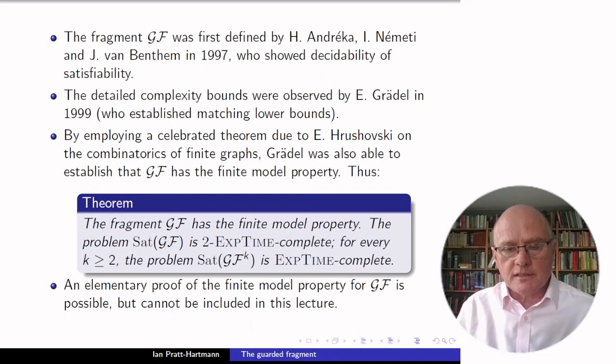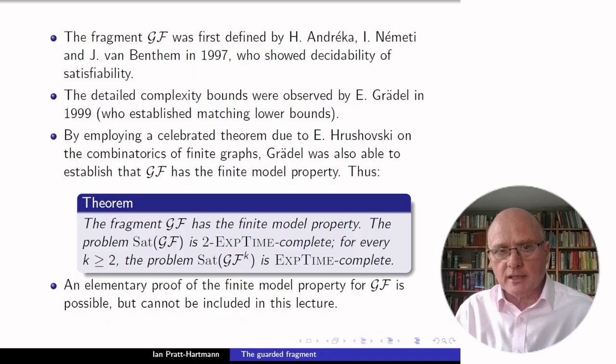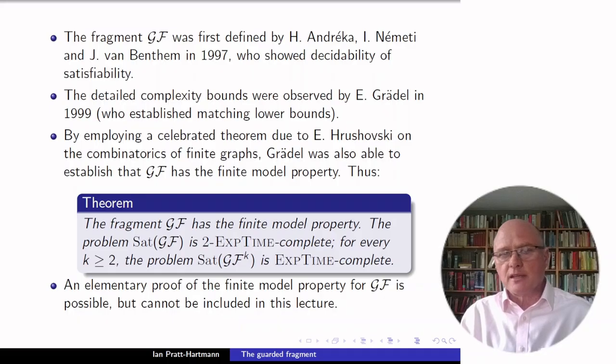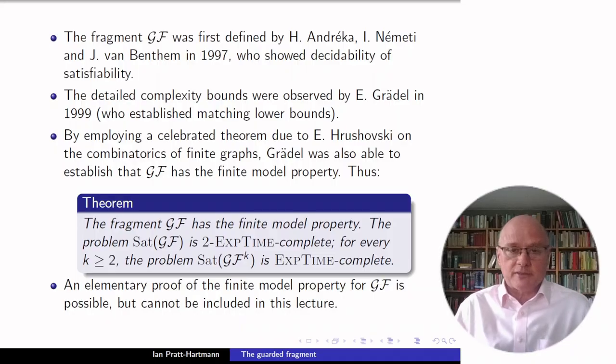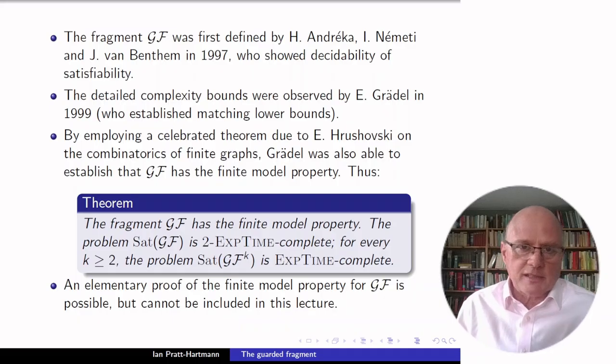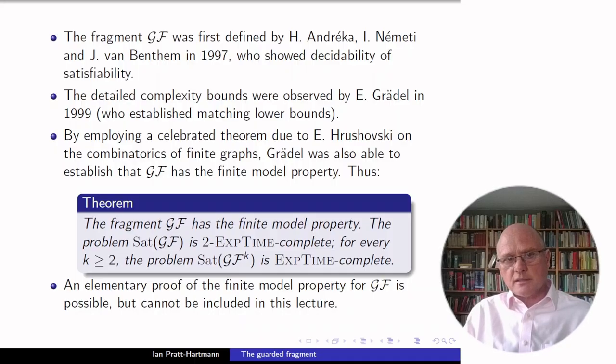Okay, so that's the main technical content of the paper. So a little bit of history just to finish off. The guarded fragment was first defined by Andréka, Németi and van Benthem in 1997. And they showed the decidability of satisfiability. The detailed complexity bounds were first given by Erich Grädel. They follow essentially immediately from the Andréka, Németi and van Benthem proof.